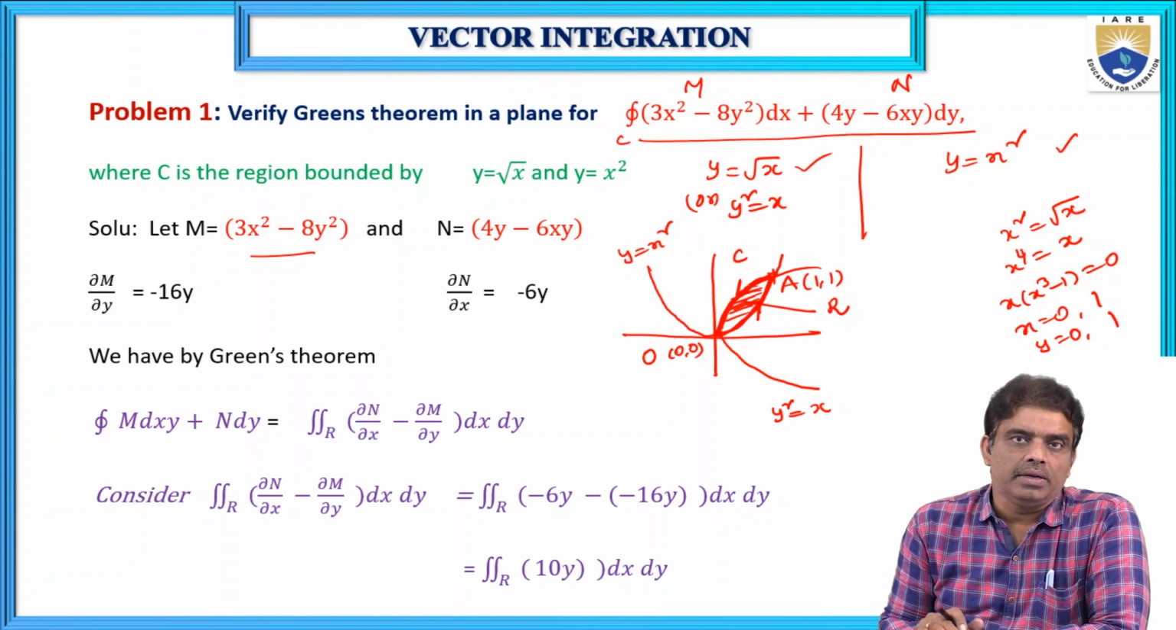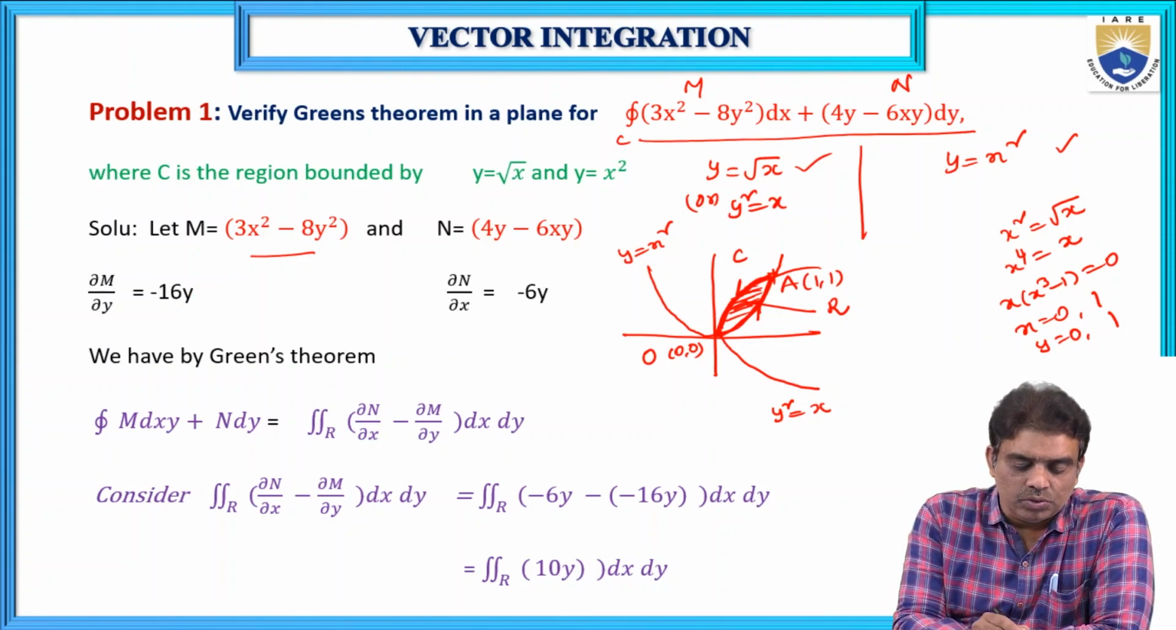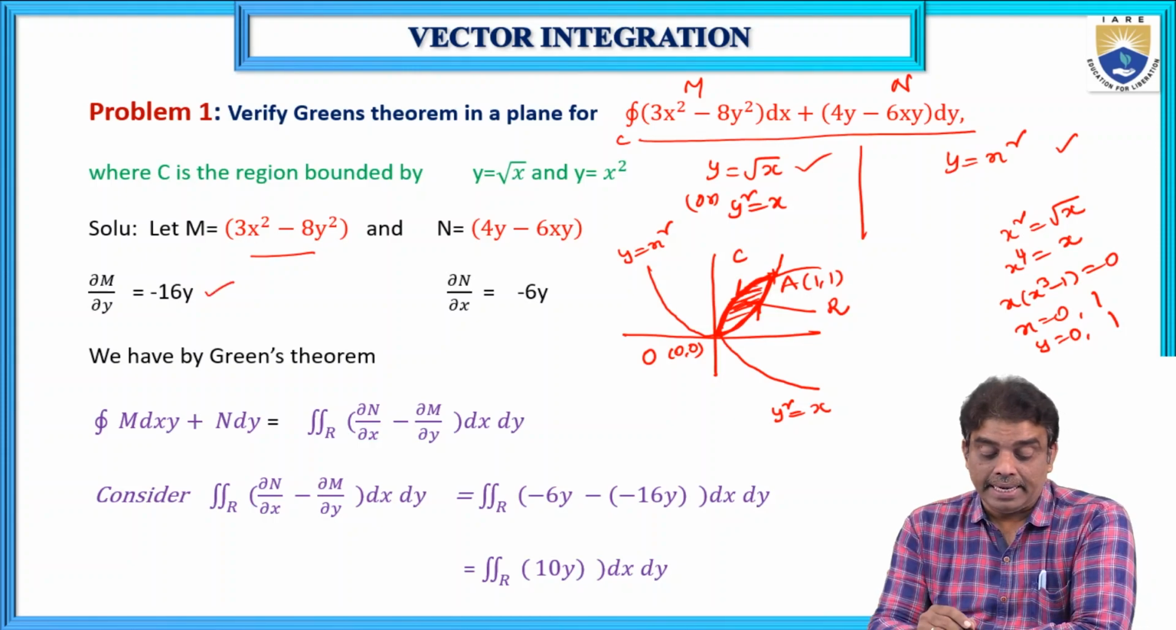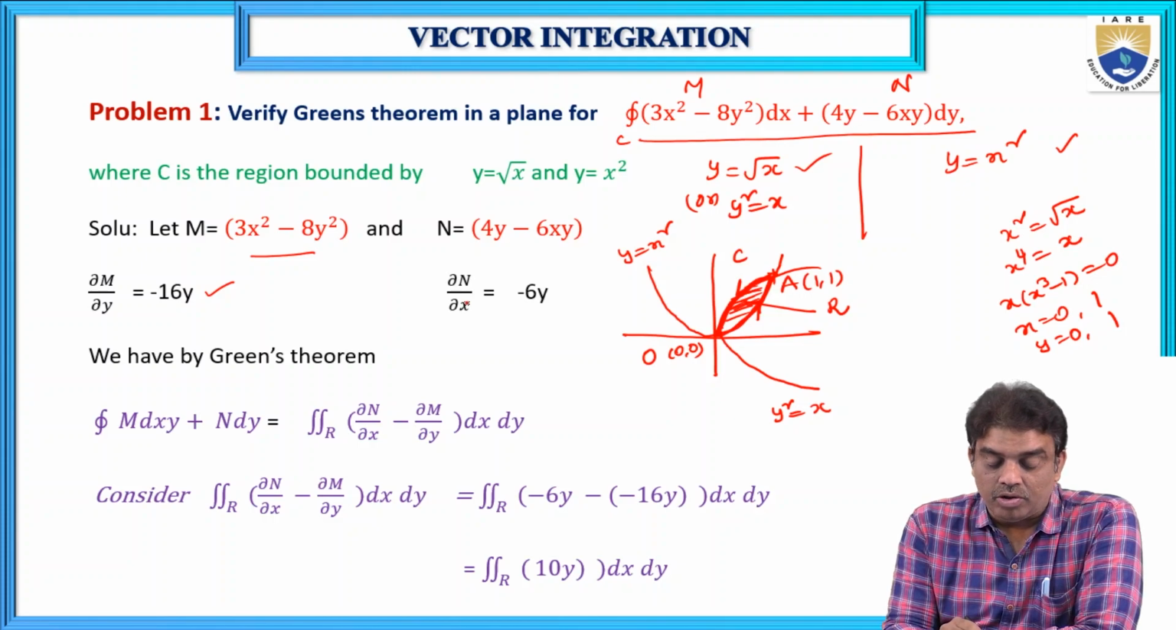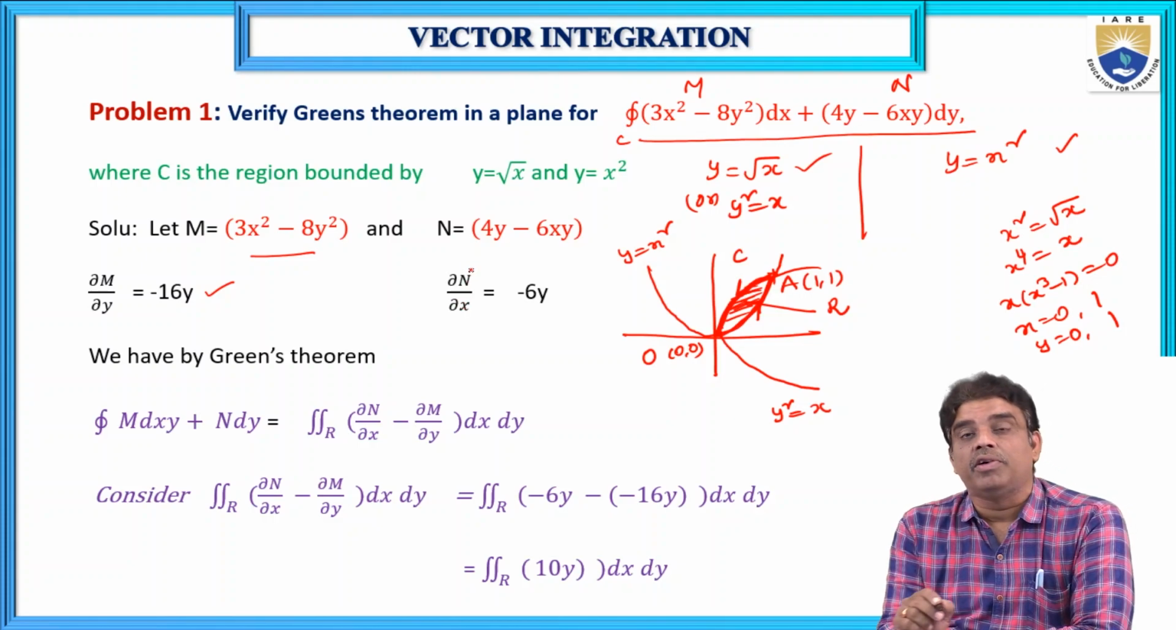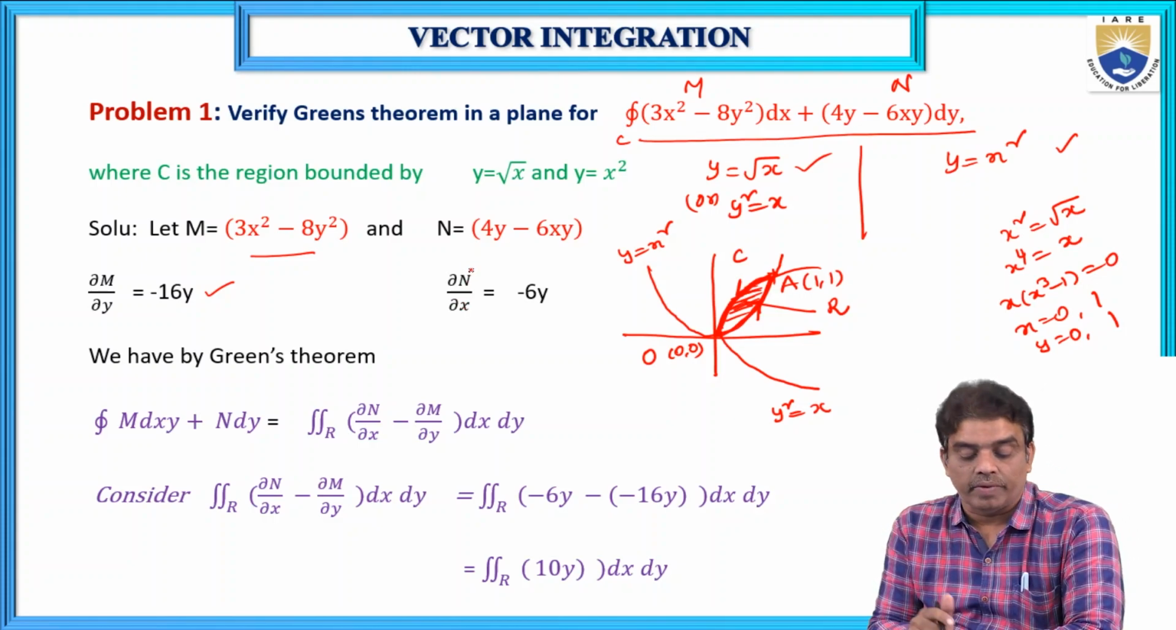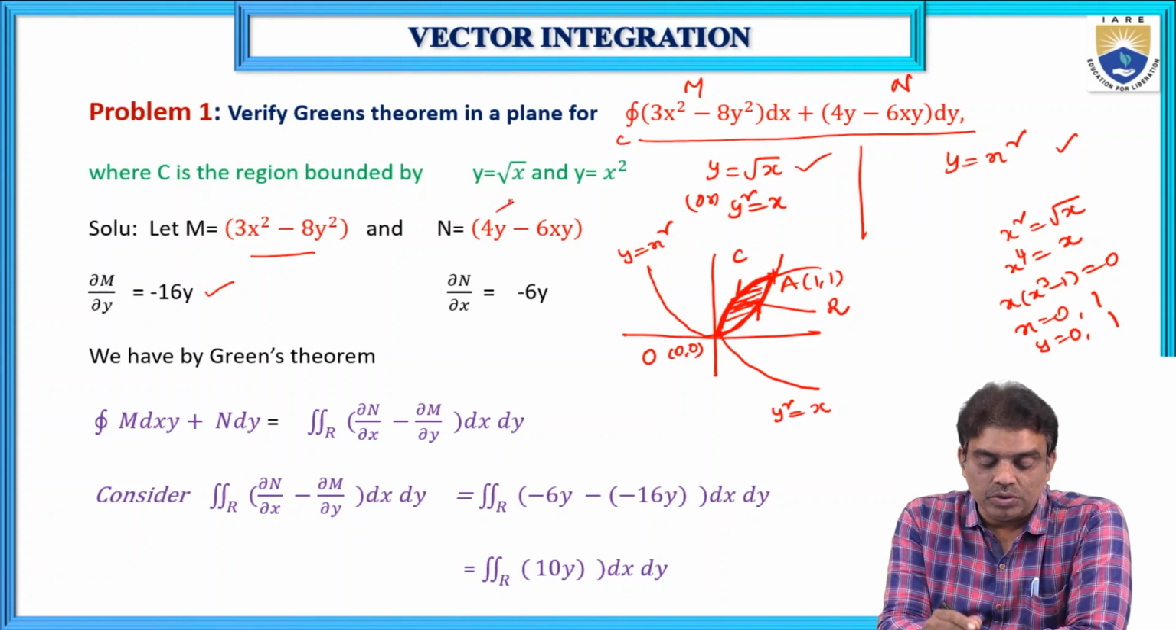So when you are treating x terms as constant, this is 0 and minus 16y is the first value. Similarly, ∂N/∂x means the partial derivative of N with respect to x. So the y term is treated as constant, so this is 0. Only you will get minus 6y.